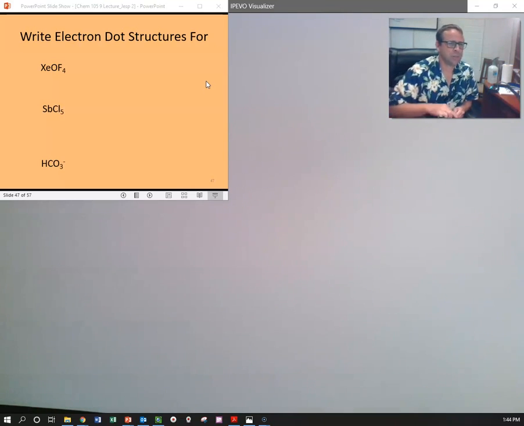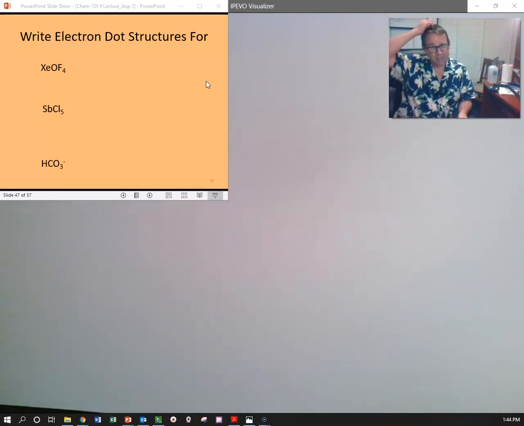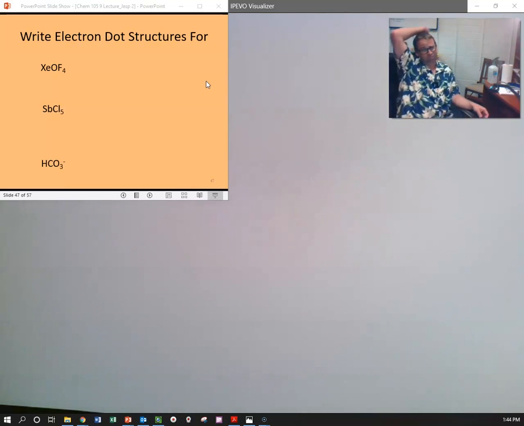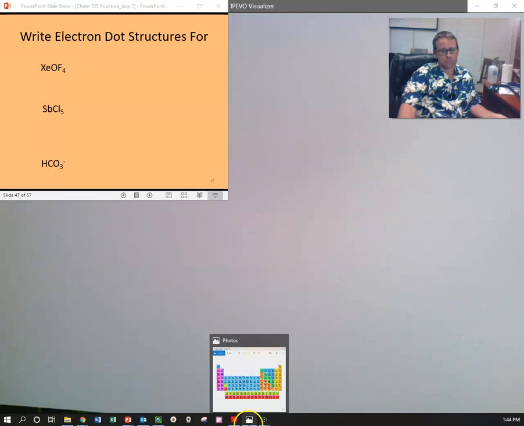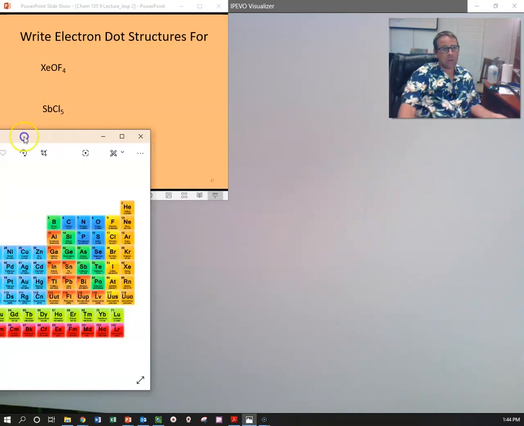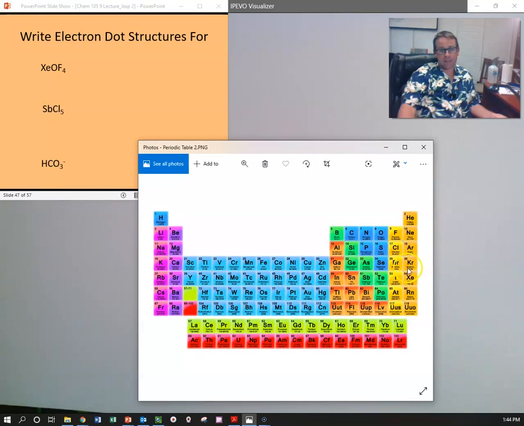Drawing a Lewis dot structure here. XeOF4. What do we think? What's our central atom? Would it be the Xe? Xenon. Why are you thinking it's xenon, not oxygen? Would xenon be more electronegative than oxygen because it's lower on the periodic table? Okay, so it would actually be less electronegative. That's right. That's a good reason. Very good.